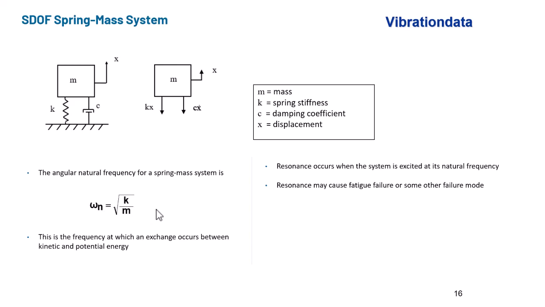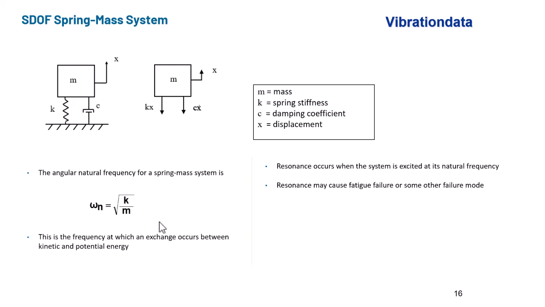So the fundamental problem in all of vibration is to determine, either through analysis or test, what the natural frequency will be of the component or system or beam or plate or shell. And you just saw a video where we demonstrated the natural frequency of the slinky. So just to review some of the things in the video: this natural frequency is the frequency at which an exchange occurs between the kinetic and potential energies. And resonance occurs when the system is excited at its natural frequency. And resonance may cause fatigue failures or some other type of failure mode.